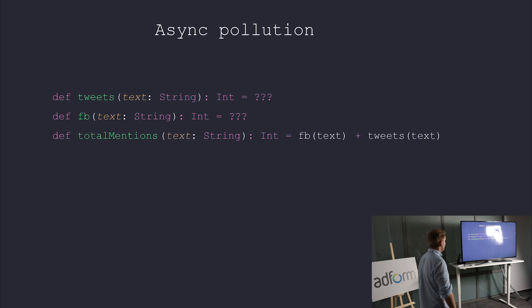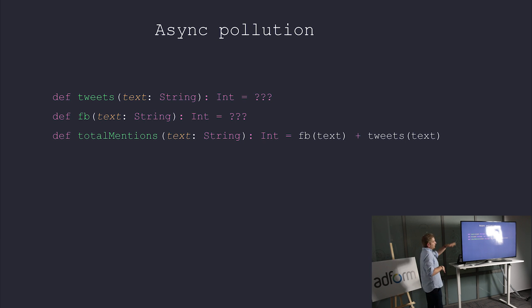Okay, so we went through some definitions, we went through some problems with asynchronous, so let's keep on looking into asynchronous processing. Another problem with it is that if you start to do asynchronous processing, you're going to pollute all of your code with it. So it's like a disease. It spreads all over your code.